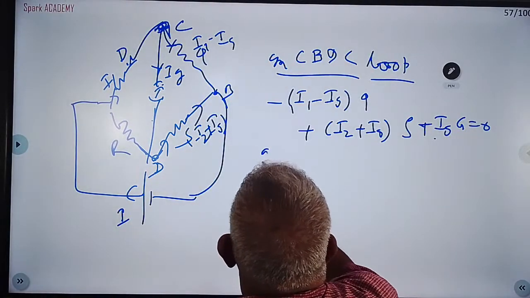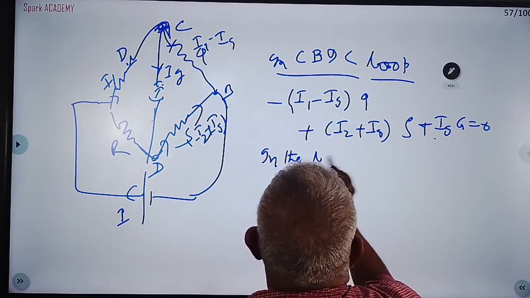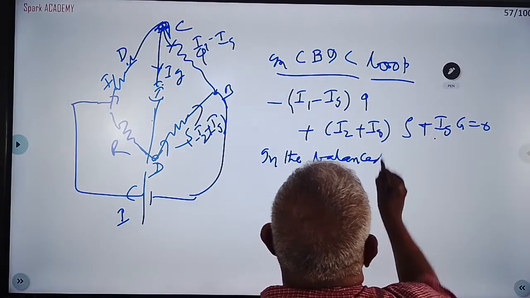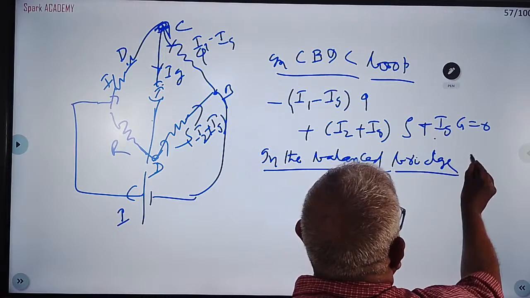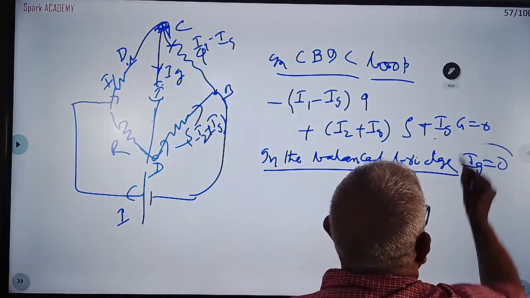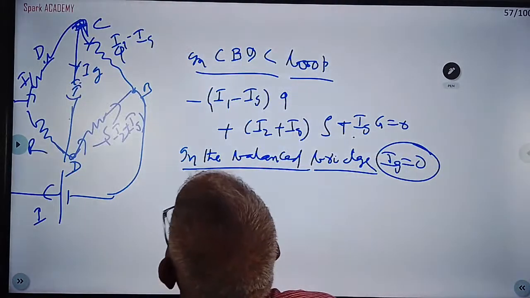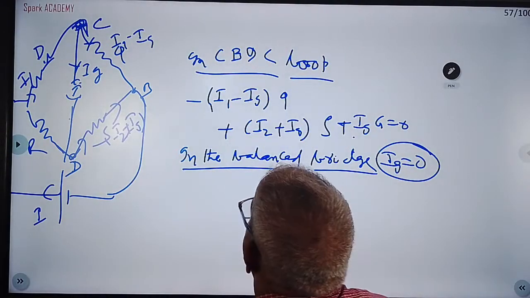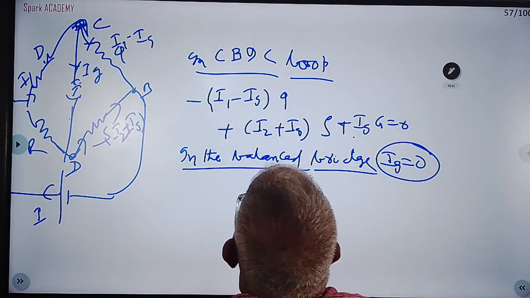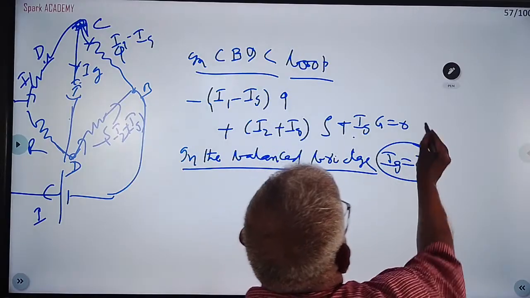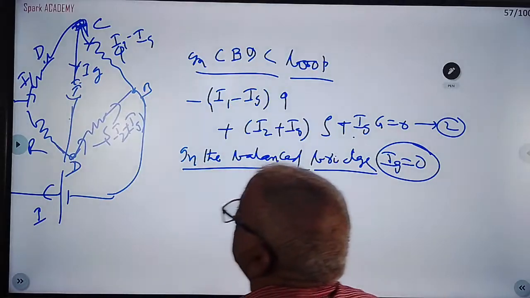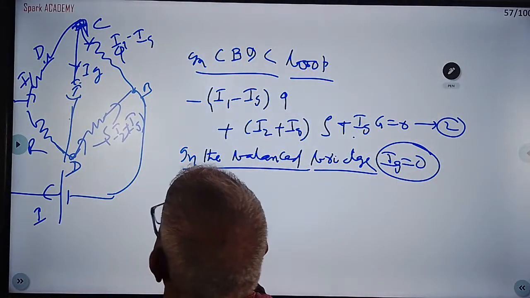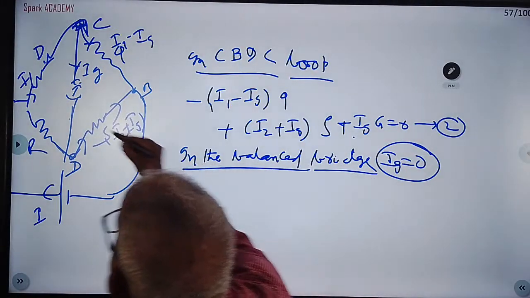So in the balanced bridge, what is a balanced bridge? In the balanced bridge, Ig should be equal to 0. The galvanometer current should be zero. You adjust the resistances so that we get a balanced bridge. This is the second equation. We have the first equation also.